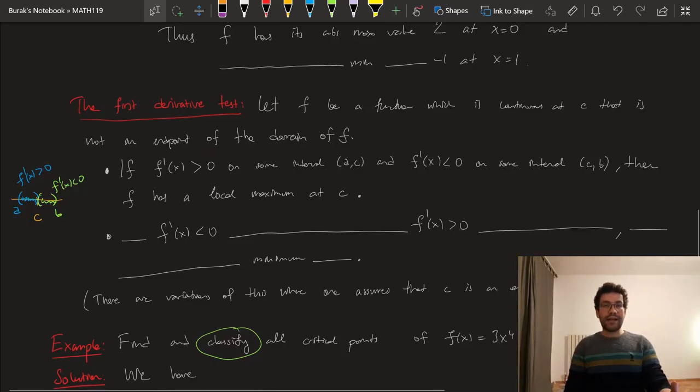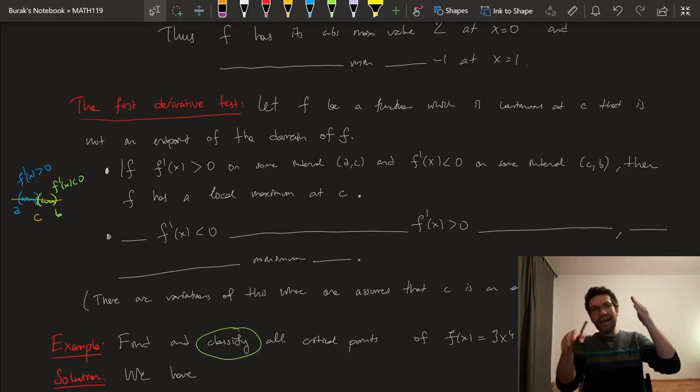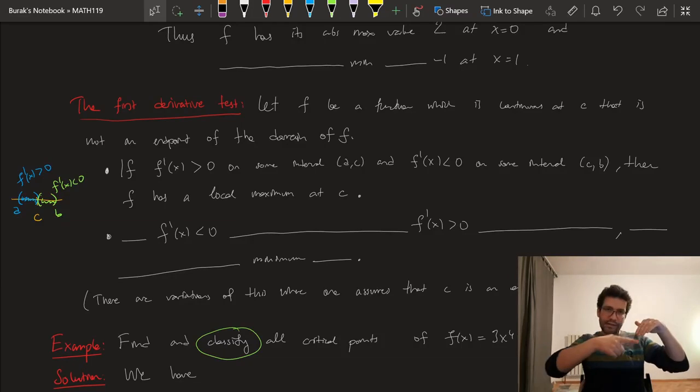The first derivative test tells you whether you have a local maximum or a local minimum at a point by looking at the sign of the derivative on the left of that point and on the right of that point. If on the left of that point your derivative is positive, your function is increasing. If on the right the derivative is negative, then it's decreasing, so you have a local maximum. And if on the left it's negative, your function is decreasing. If on the right it's positive, it's increasing, so you have a local minimum.